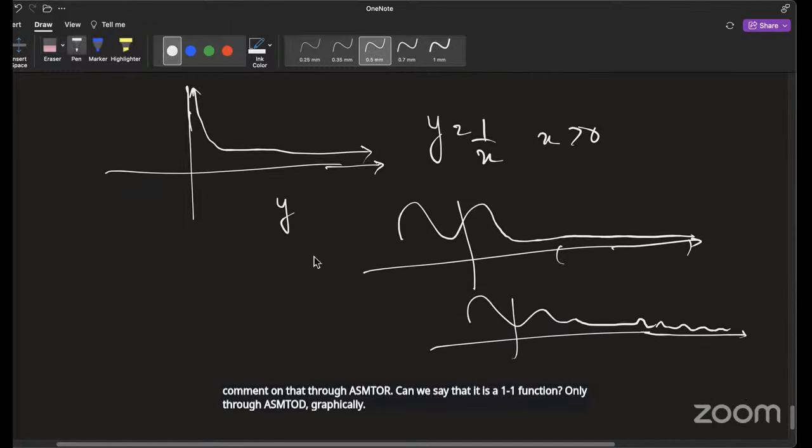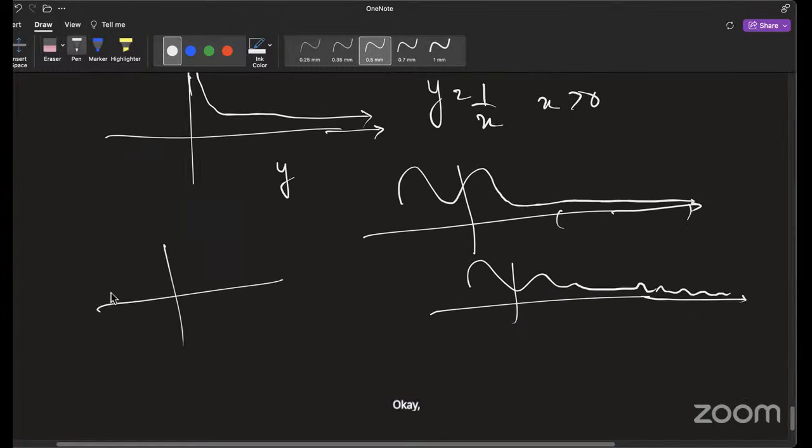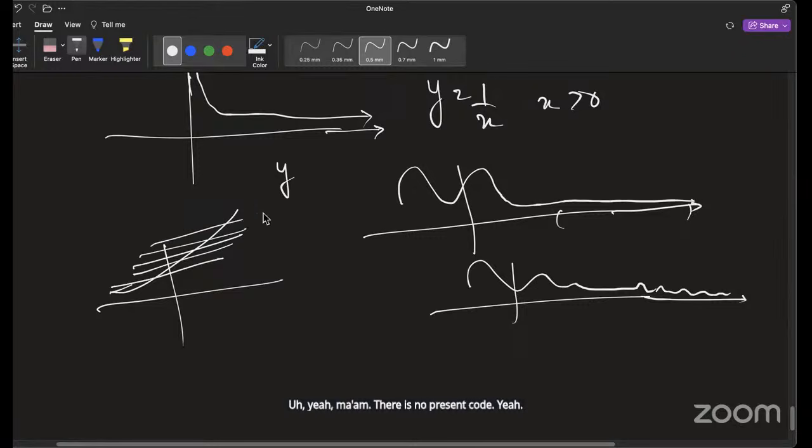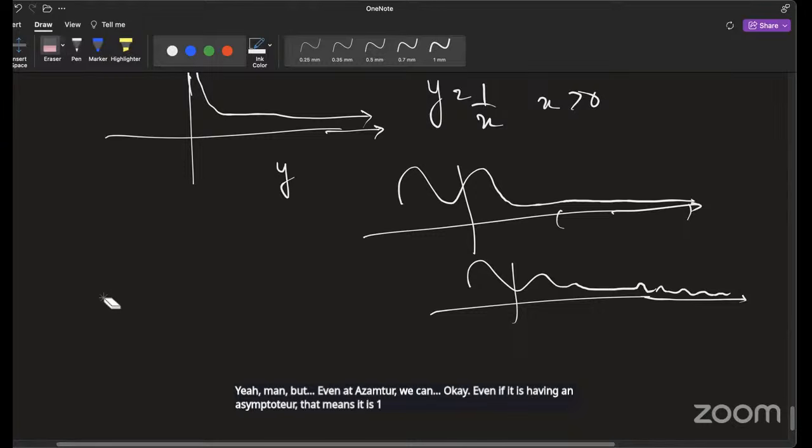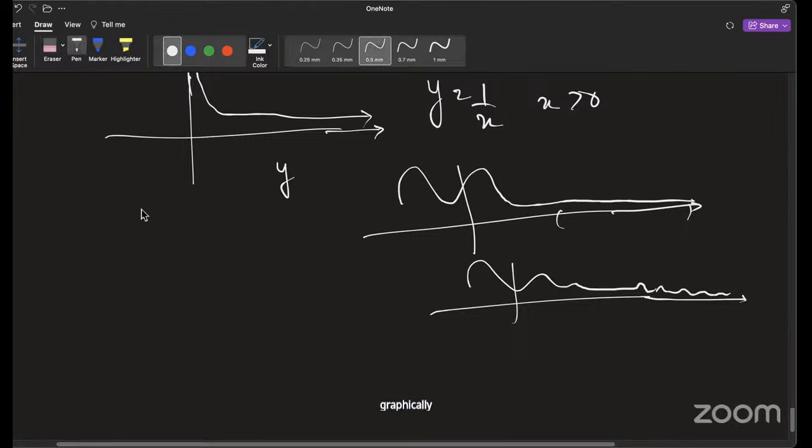Your e to the power x looks like this. Graphically, if you want to conclude that it is 1-1, the reason is that horizontal lines cut it only at one point. Asymptote has nothing to do with it. Even if it has an asymptote, that doesn't mean it is 1-1. Asymptotes do not imply that your function is 1-1.